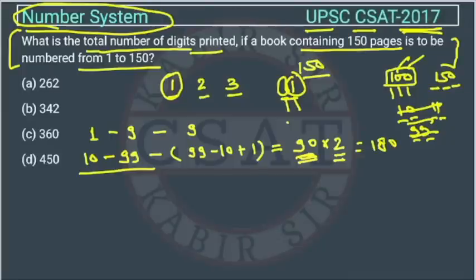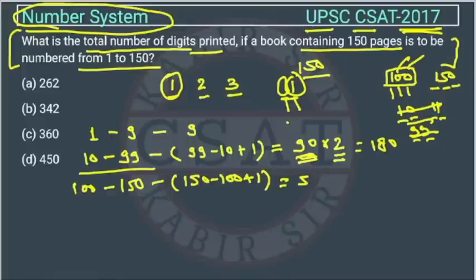Now from 100 to 150, right? So how many digits are there? You can directly say like 150, so 50 here and 1 here, 51. Otherwise, what you can do? You can do 150 minus 100 plus 1. Right. So this will be 51. And these are 3-digit numbers. Right. So here we will multiply it with 3. So we will get 153.